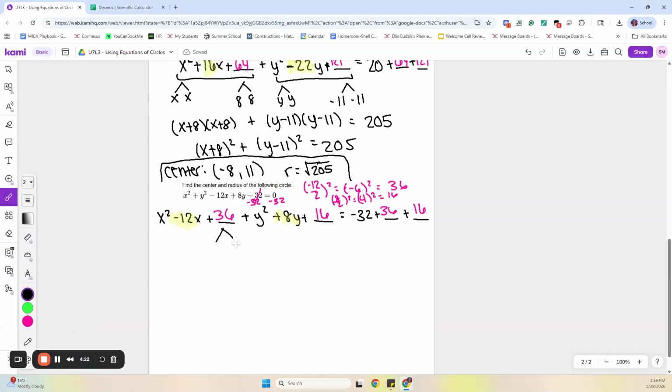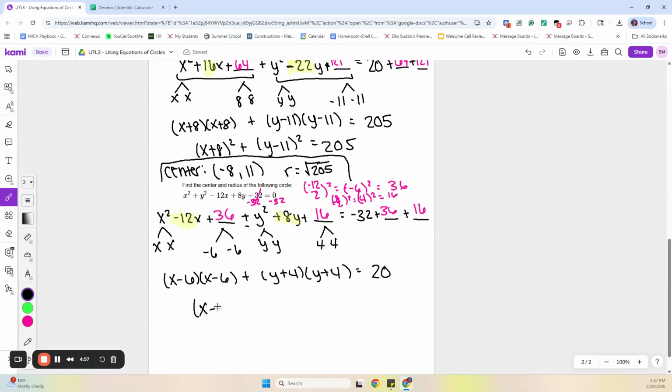So then, again, what multiplies to 36 and adds to negative 12? Well, 6 times 6 is 36, but in order to get a negative 12, both of those have to be negative. And then x times x is x squared. Here, 4 times 4 gives me 16, and that also adds to make 8. y times y is y squared. So I'm going to have x minus 6, and then another x minus 6, plus in the middle, y plus 4, y plus 4, equals negative 32 plus 36 is 4. 4 plus 16 is 20. Then I have doubles of these, so that's going to be squared: x minus 6 squared plus y plus 4 squared equals 20.